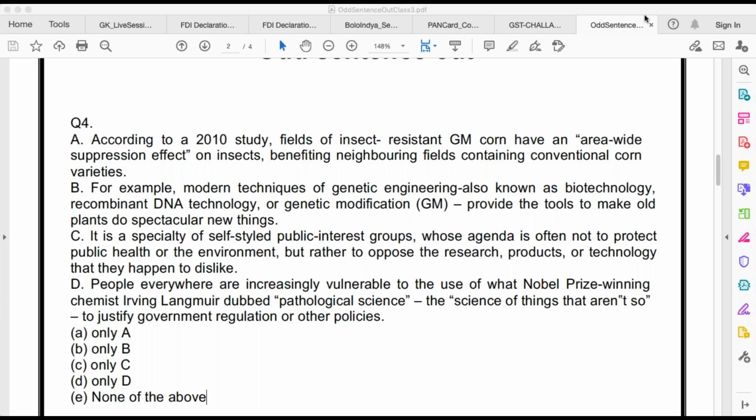C. It is a specialty of self-styled public interest groups whose agenda is often not to protect public health or the environment, but rather to oppose the research products or technology. D. People everywhere are increasingly vulnerable to the use of what a Nobel Prize winning chemist dubbed pathological science, the science of things that aren't so, to justify government regulation or other policies. Which sentence should be the odd one? Which sentence do you think is the odd one?